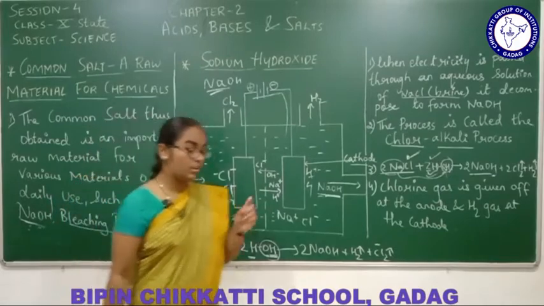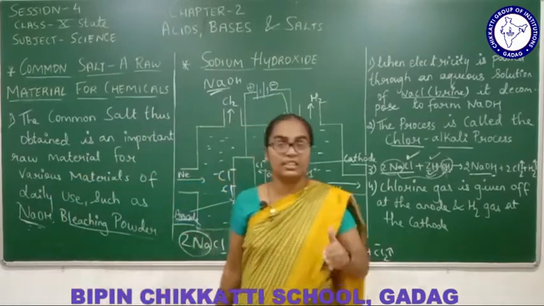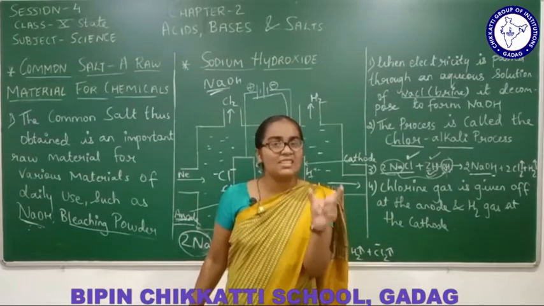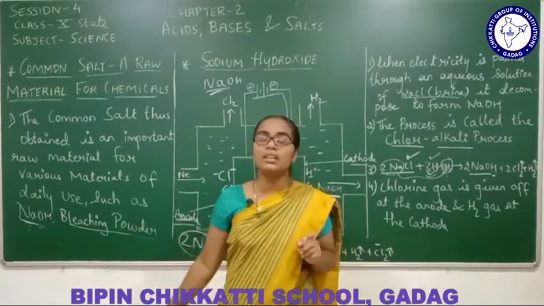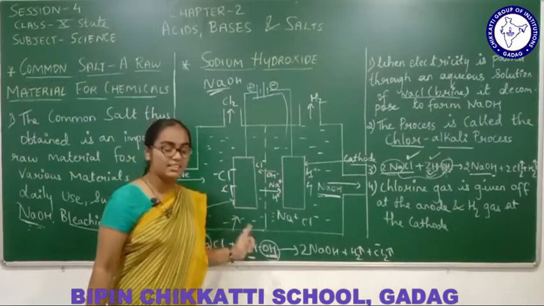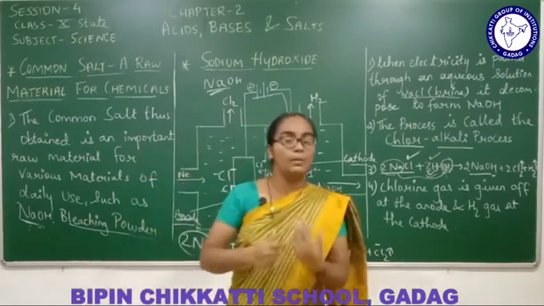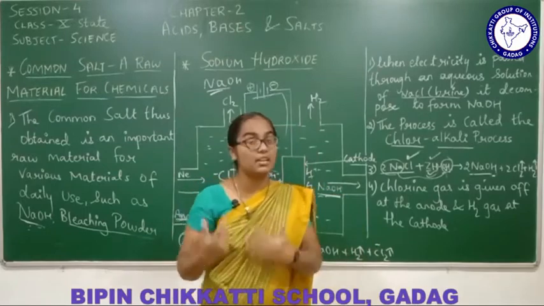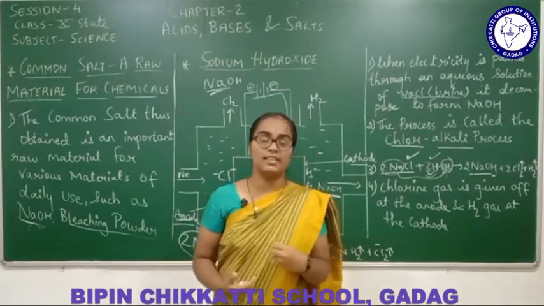From here, the beginning, we are going to study by using NaCl as a raw material how different products can be recovered. Now we have understood how NaOH is recovered from the NaCl. Now we'll study how bleaching powder and washing powder can be recovered by using NaCl as an ingredient.